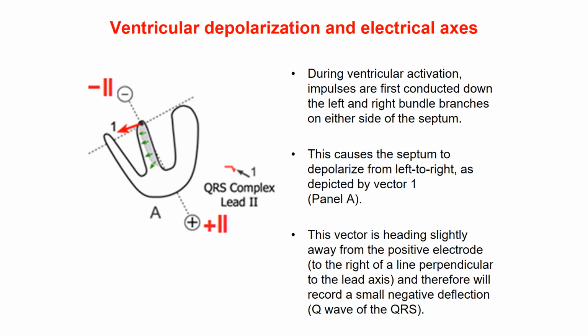During ventricular activation, impulses are first conducted down the left and right bundle branches on either side of the septum. This causes the septum to depolarize from left to right, as depicted by vector 1, panel A. This vector is heading slightly away from the positive electrode, to the right of a line perpendicular to the lead axis, and therefore will record a small negative deflection, Q wave of the QRS.